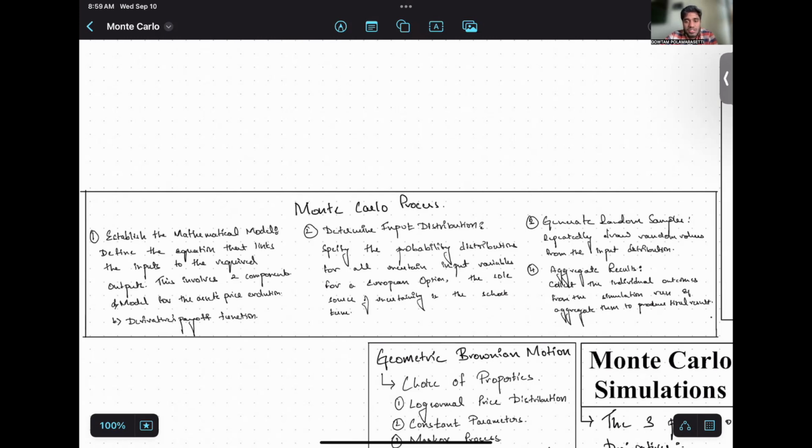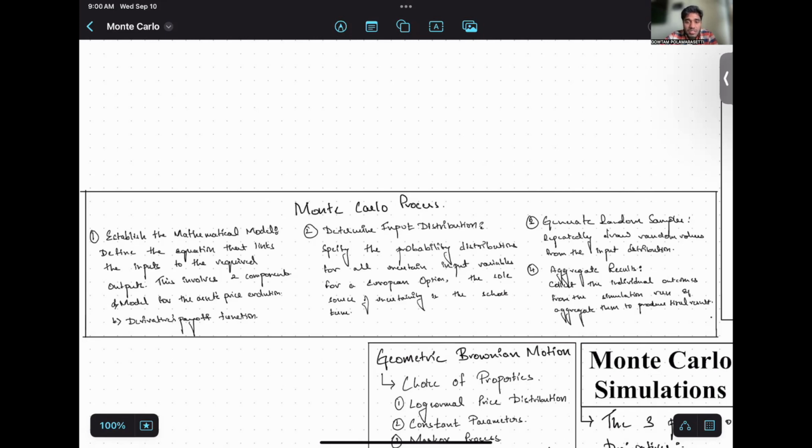The next step in the process is to determine the input distributions. We specify the probability distributions for all uncertain input variables. For a simple European option, the sole source of randomness is a shock term in the asset price model, which is typically driven by a random variable drawn from a standard normal distribution.